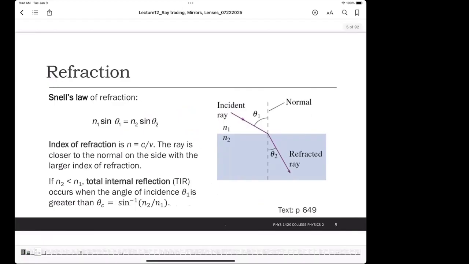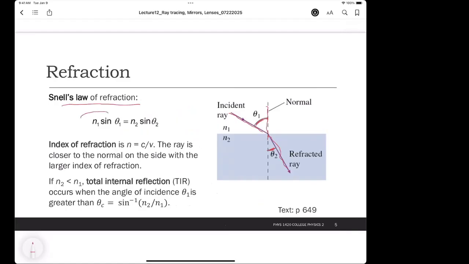For refraction, we talk about Snell's law of refraction. You can see here, this is the incident ray, this is the refracted ray, this is the normal line, this is the incident angle, and this is the refracted angle. There is a relationship between this material and this material: n1 sin theta 1 equals n2 sin theta 2. This is Snell's law. This law is very important.